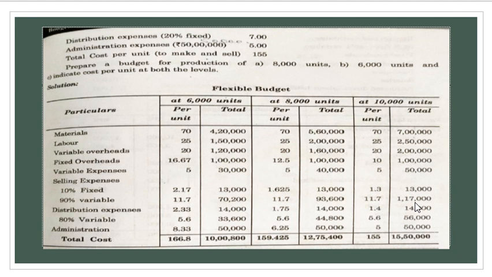Next, for distribution expenses, as per the question, 20% is fixed. So out of 7, 20% is fixed. So 7 into 20% will give us 1.4. So 7 minus 1.4 is 5.6. So 1.4 is fixed and 5.6 is variable as the balance. If 20% is 1.4, the balance 80% will be 5.6. Now 1.4 into 10,000 will give you 14,000. 5.6 variable expenses into 10,000 will give you 56,000.